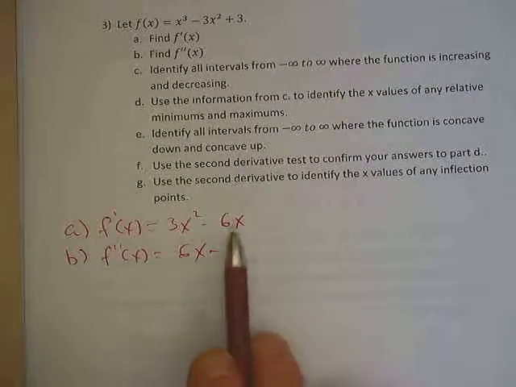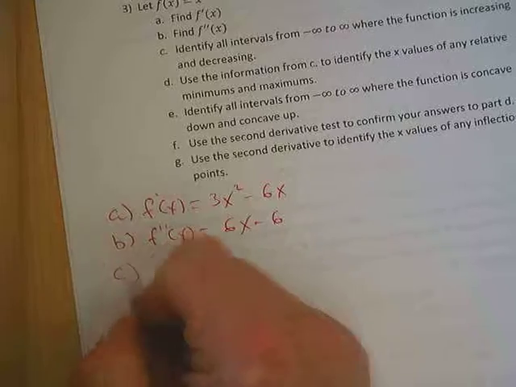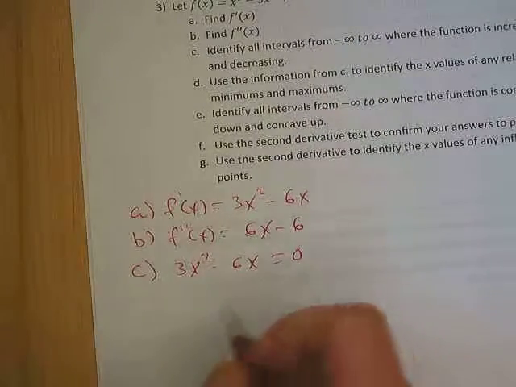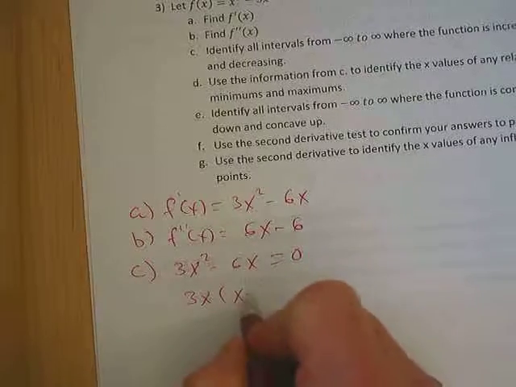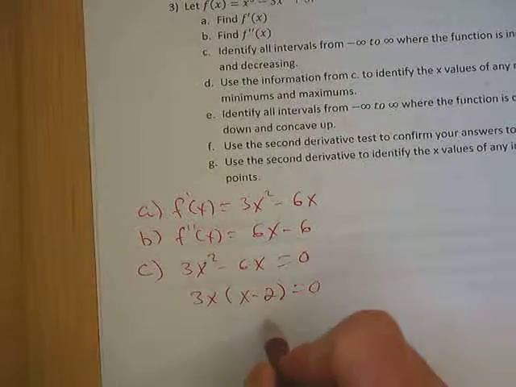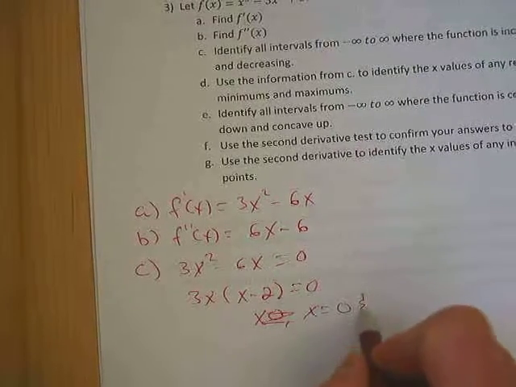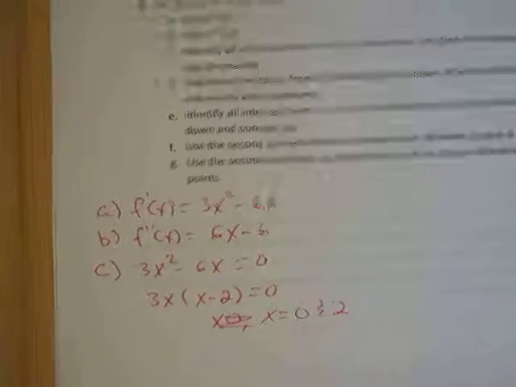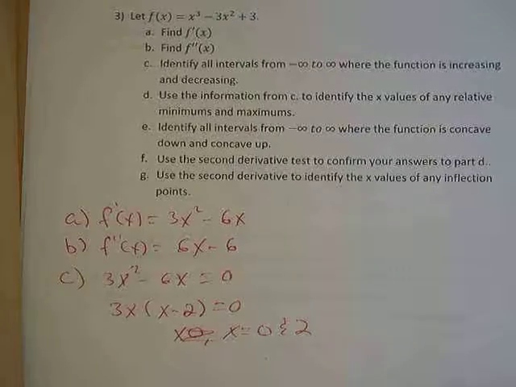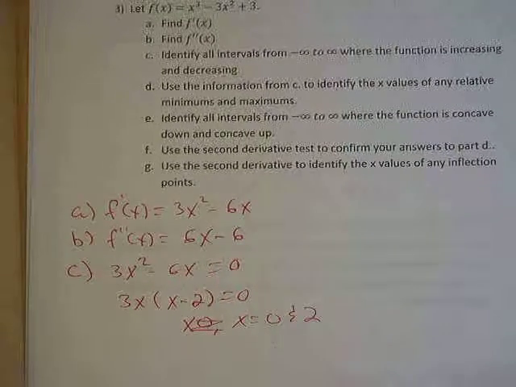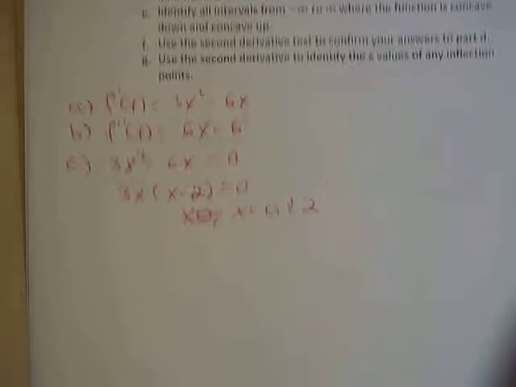Same thing you were saying, Mr. Fisher. Find the zeros of the first derivative. So part C, 3x squared minus 6x equals 0. I'm going to factor out a 3x, and I get x minus 2 equals 0. So x equals 0 and x equals 2. Do you remember what we call those? Critical numbers. Something's going on at x equals 0 and x equals 2.